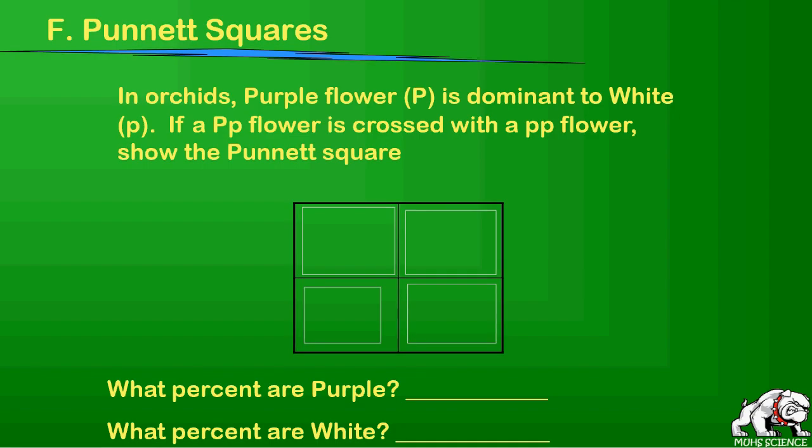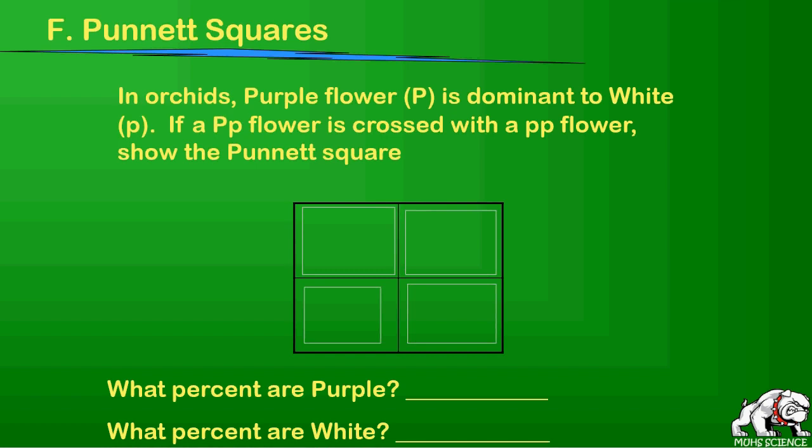I have one Punnett square to finish off from the notes. Again, hopefully you guys have been printing off your notes or writing them down. This is item F, the final question on using the simplified Punnett squares until next week, when we go to a more difficult set of Punnett squares. In orchids, purple flowers, capital P, is dominant to white flowers, lowercase p.